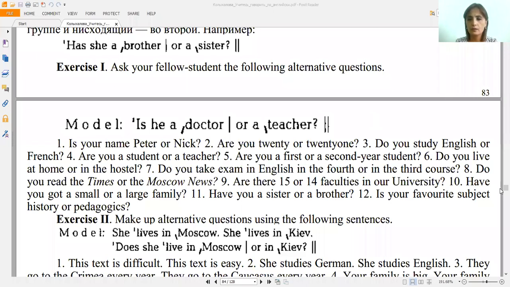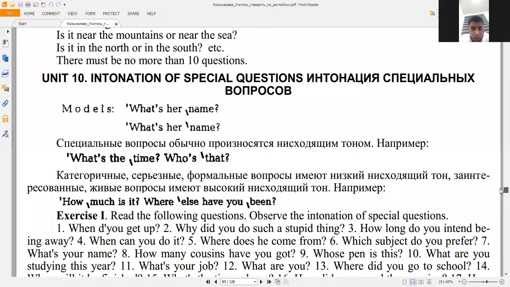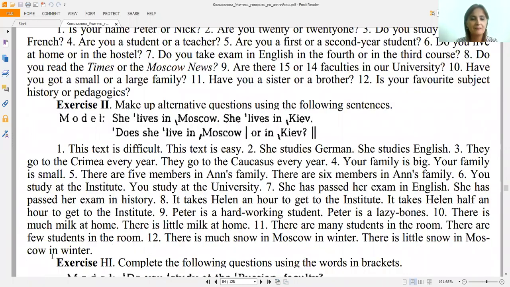Atajon, answer. No, you should read which one? Example number one. This text is difficult. No, I will find it. Okay, this one, if I'm not mistaken. Good. This text is difficult.